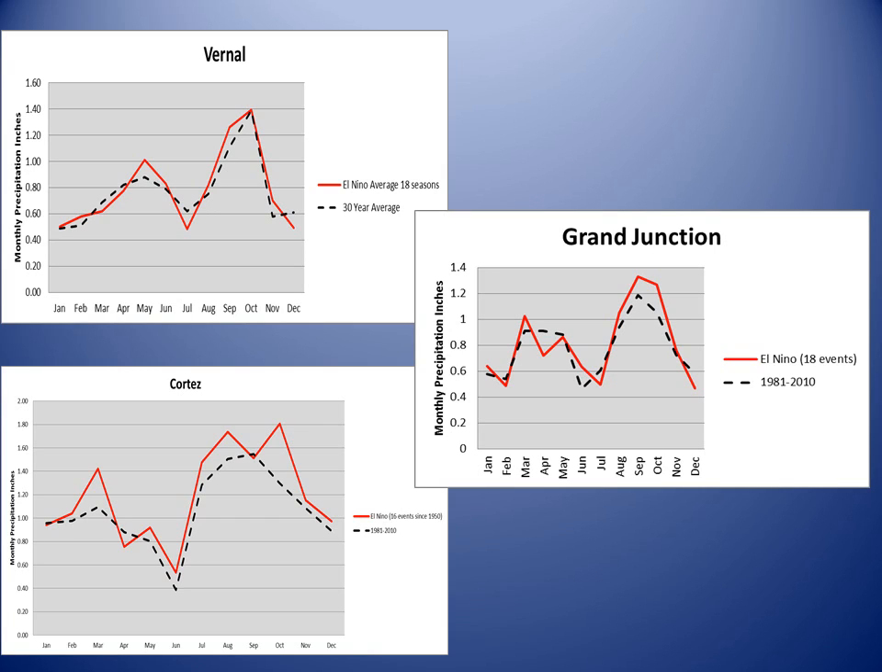Here again are annual precipitation graphs in dashed black for Vernal, Grand Junction, and Cortez. The red line is the precipitation average of all El Nino years since 1950. You can see that during El Nino years, the month of June typically does not vary much from normal, but by July, Cortez tends to have wetter than normal conditions develop. This continues into August for Cortez and spreads northward into Grand Junction and Vernal. This wetter than normal signal during El Nino years often extends through the fall season.